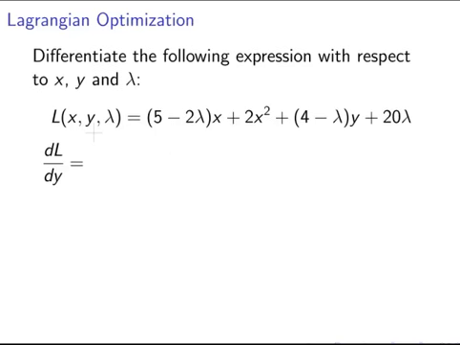So now, L with respect to y. Again, we go through it and see that there's nothing else with respect to y, so it's just this term here. It's 4 minus lambda times y. So simply 4 minus lambda. Straightforward enough in that case. And moving on.